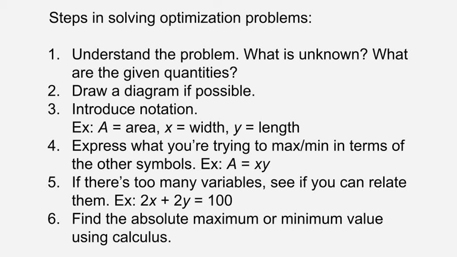And now if there are too many variables, the next step is to see if you can relate some of them together so that you can get an equation that only has one independent variable in it. And in this case, we had too many variables, that being x and y in the same equation. And so we related x and y by looking back at the problem and realizing that one of our constraints was that the perimeter was 100 meters. And so 2x plus 2y had to be equal to 100.